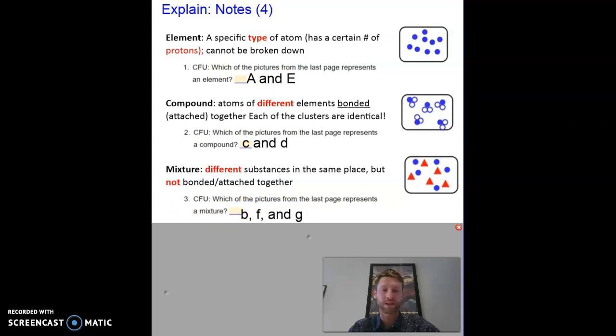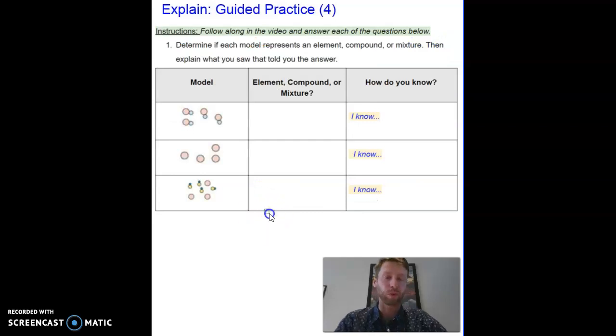Let's go ahead and dive into guided practice. Once again, if you need extra time, hit pause and then catch up with us. All right. So here it's telling us follow along the video and answer each of the questions below. Number 1, determine if each model represents an element, compound, or mixture. Then explain what you saw that told you the answer.